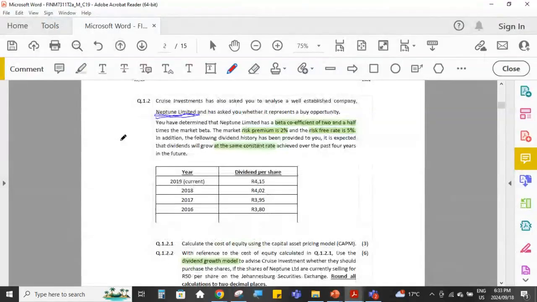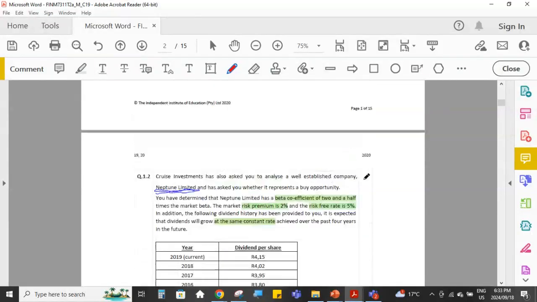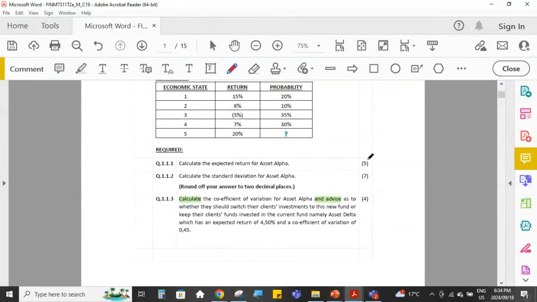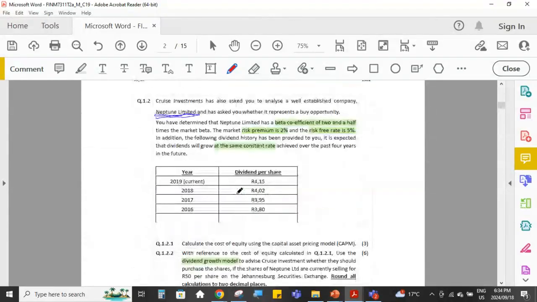Question, oh, we've got another one, I forgot. Question 1.2. So here we've got Cruise Investments. So also just the marks I want to bring your attention to. Expected return is 5 marks, which means that in an exam situation, that should take you no longer than 5 minutes. Standard deviation, 7 marks. Time-wise, you should be able to complete that in 7 minutes. And then the coefficient of variation with your decision, you've got 4 marks for that. So that's 4 minutes. So we've got 16 marks for that particular section of the paper.